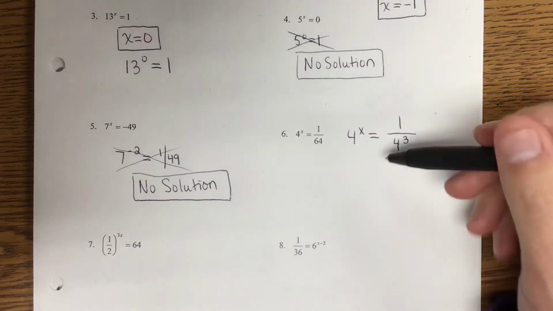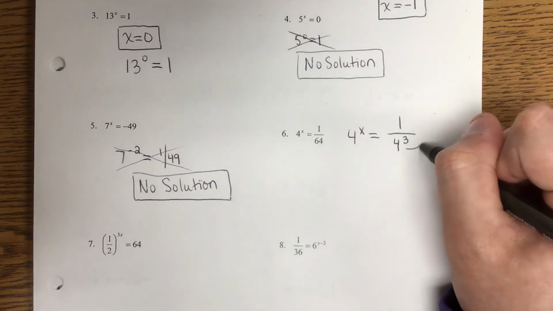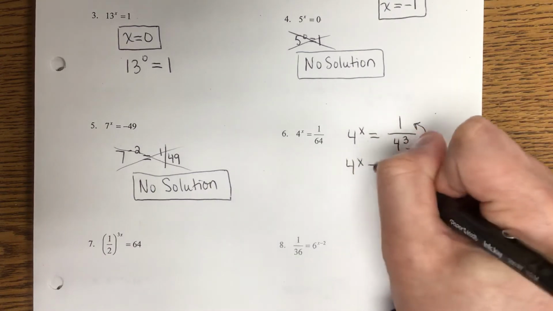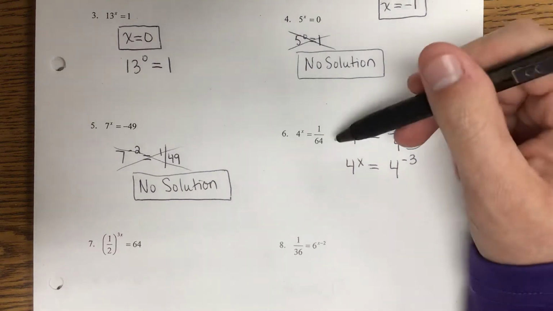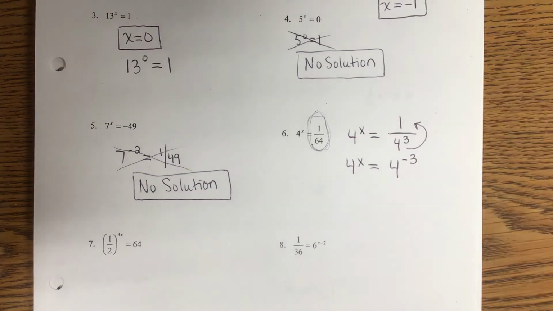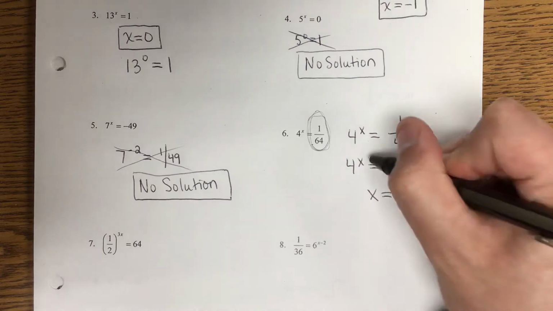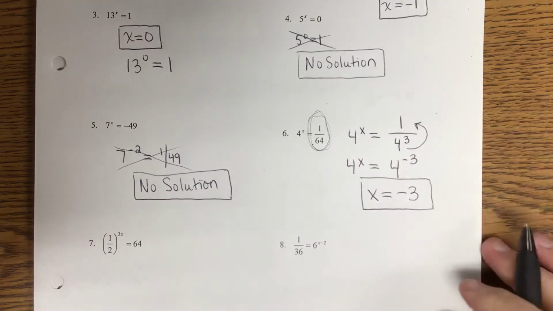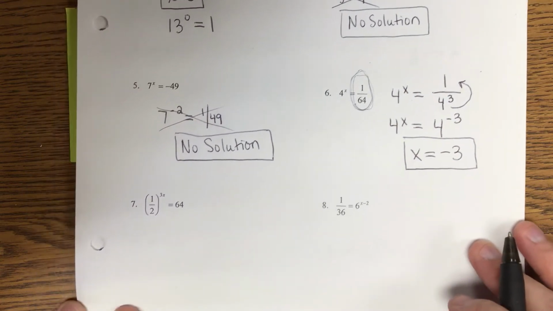It's a perfect cube. However, my bases aren't the same yet because this 4 needs to be moved up to the numerator. So if I want to move that up to the numerator, that's where I introduce a negative exponent. This was a fraction, which is a big indication that your answer is going to involve a negative exponent. And you can see here that the bases are the same, so x equals -3, and now it's already solved. So there are times where you might have to introduce a negative exponent.